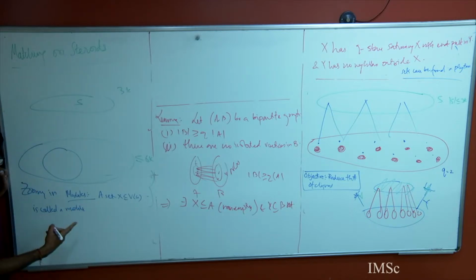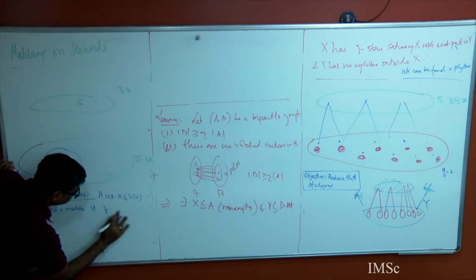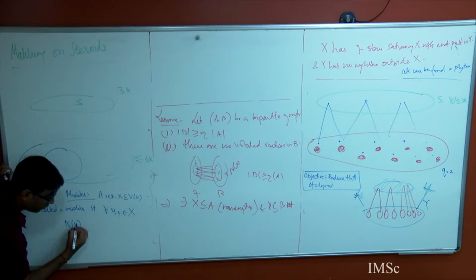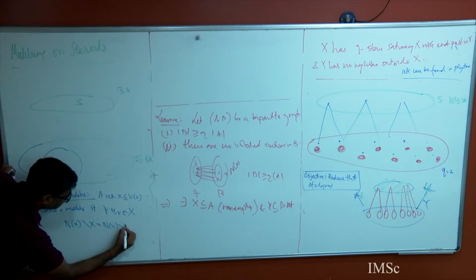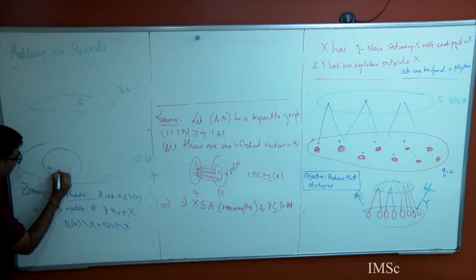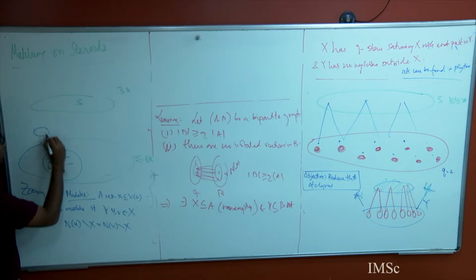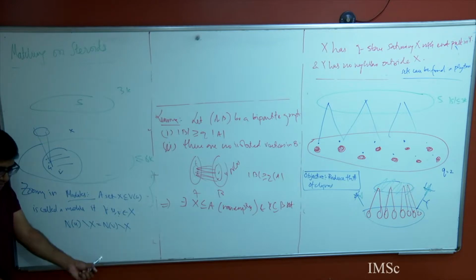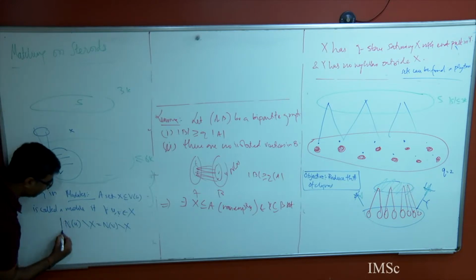So this is a new reduction rule you're going to see now. It's called a module if for all u, v in X, N(u) minus X is the same as N(v) minus X. So what is the meaning of this? Look at this u and v. Suppose this is my set. Look at its neighborhood outside. They see the same neighbors, right? So these two guys cannot differentiate anyone from outside. Because you look at any vertex from outside, either they are a neighbor to both vertices or they are a non-neighbor to both vertices. This is exactly what this condition is telling us.